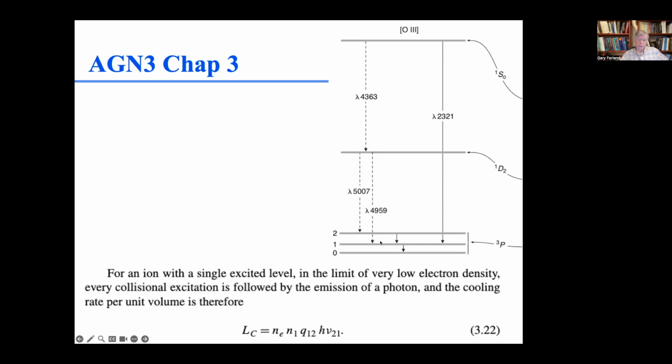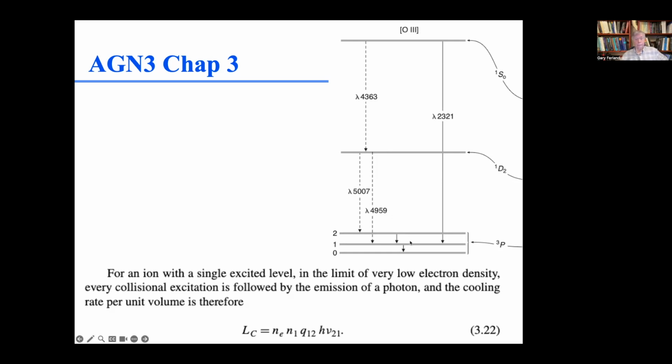It's not to scale. This is the ground term of O3, and these three levels are very close together on this scale. These produce the 52 and 88 micron infrared lines that can be very strong. The excitation from this ground term to this 1D term here produces the 5007, 4959, 4363 rare lines in the optical. So for some conditions, for H II regions, planetary nebulae, these can be the strongest lines in the optical spectrum. They're very, very important.